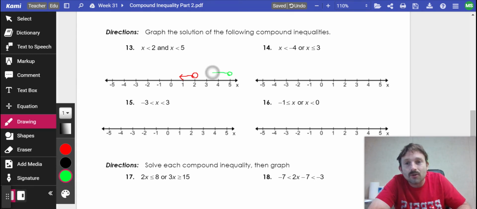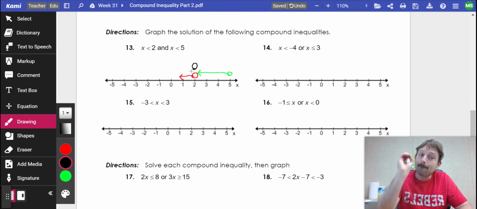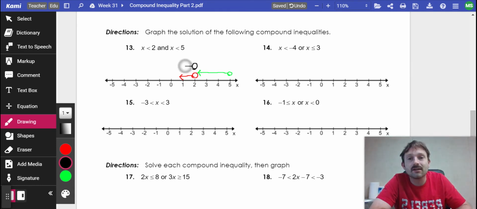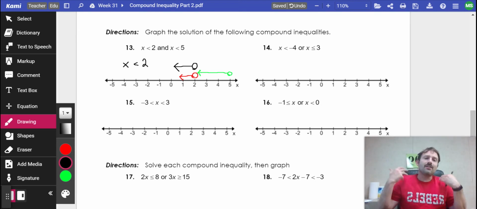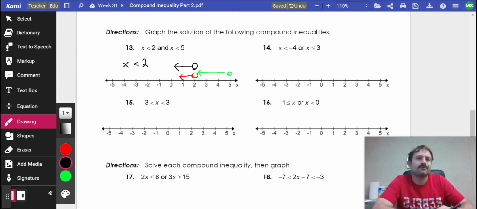So I know this guy's going to go this way. So my new inequality is going to be two things. I know that it's going to start here because that's when both of the inequalities intersect. And so my new compound inequality would be this. I understand that I'm going to be graphing this. This is my solution set. My solution set is the numbers less than 2.